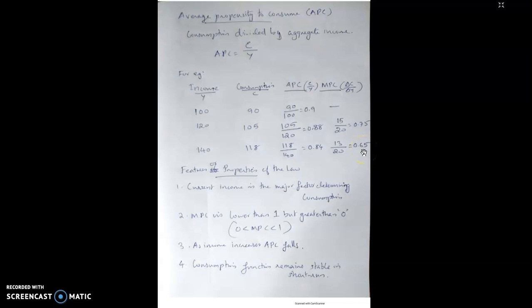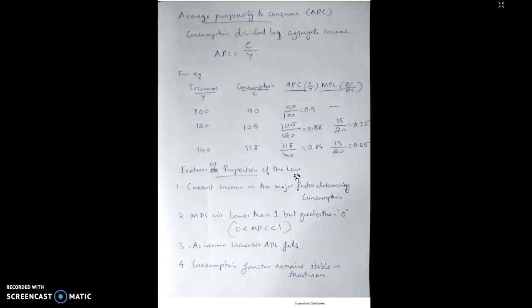These are the two important concepts. Always we can see that average propensity to consume is decreasing as income increases. MPC also decreases, but here you can see average propensity to consume is always greater than MPC. Now let me explain certain features or properties of the law. According to Keynes, it is the current income, not the future income, which is the major factor determining the consumption.